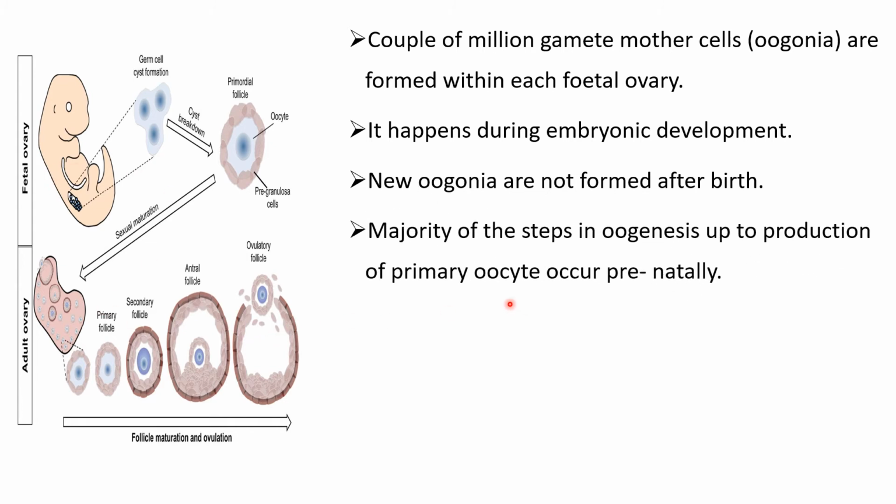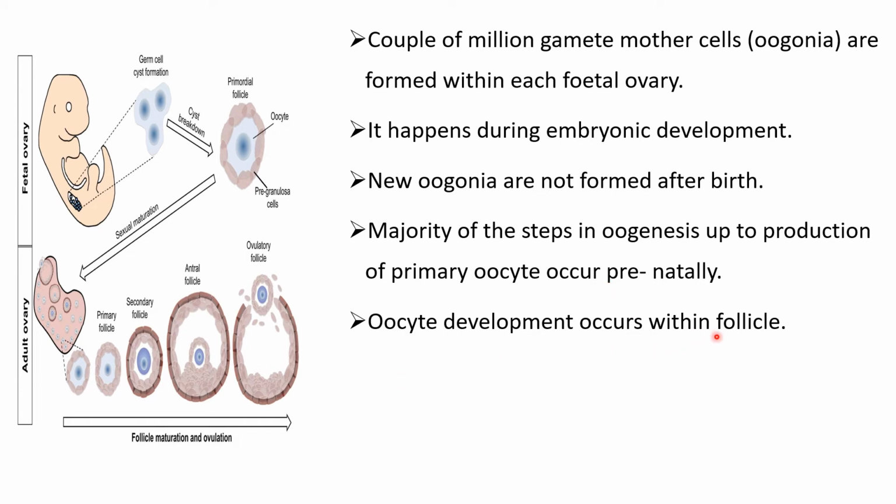The majority of the steps in oogenesis, up to the production of the primary oocyte, occur prenatally. Prenatally means before birth. So whatever events or steps take place in oogenesis happen before the birth only.